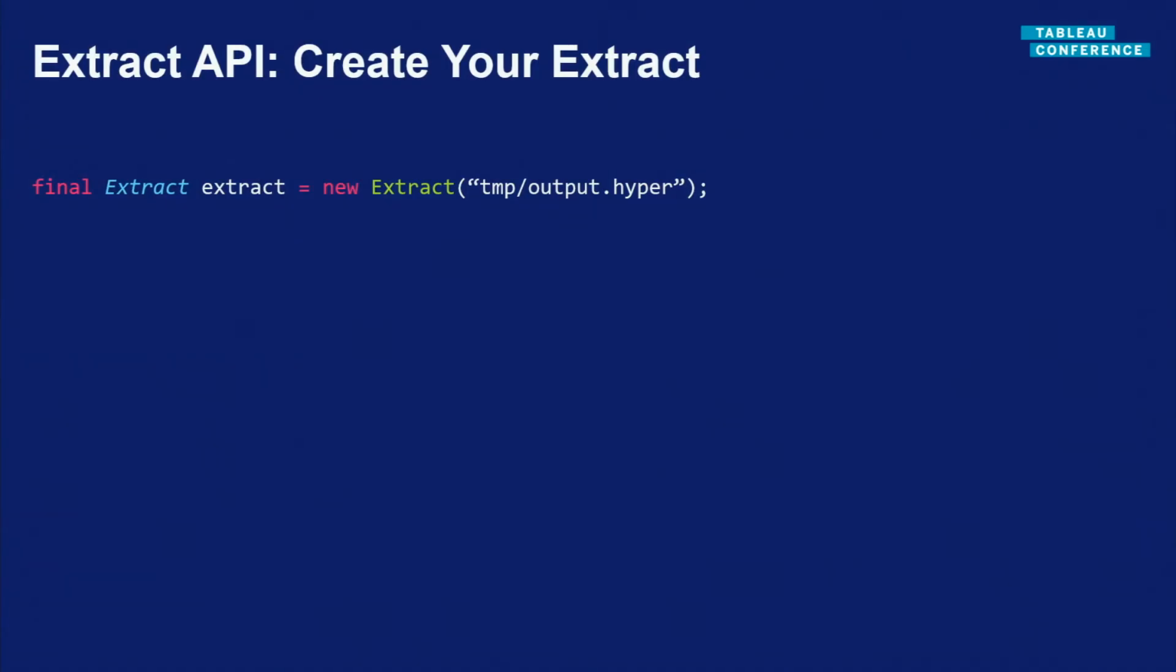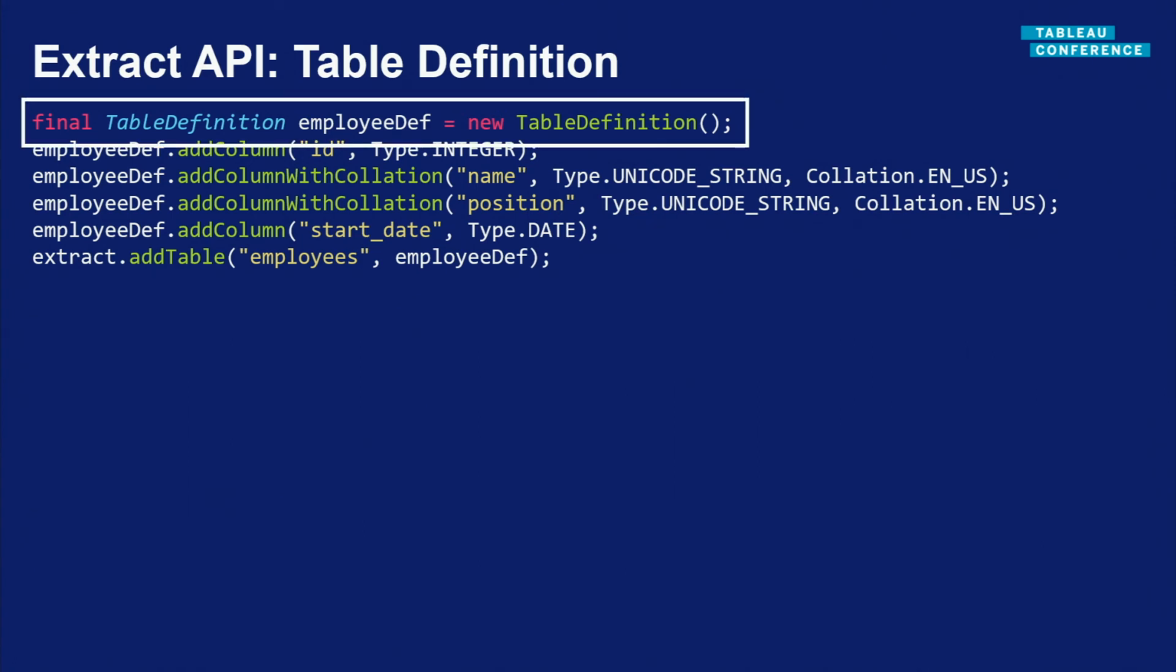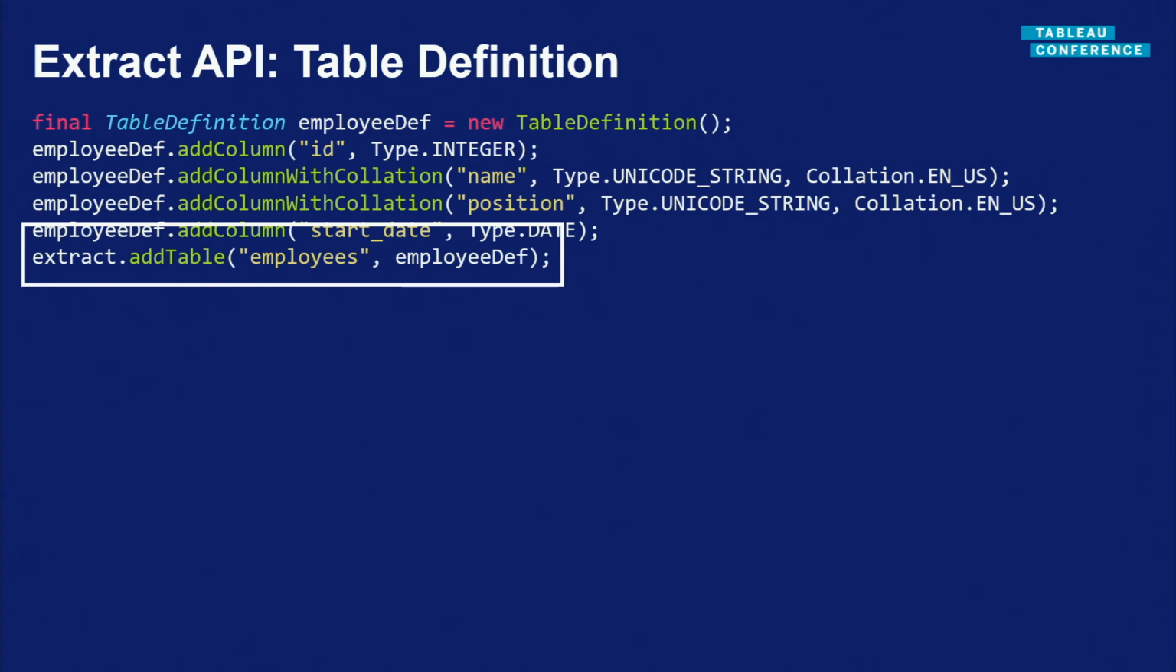This one line, and this is in Java, will create our extract. As I mentioned, it's very easy to use. As soon as you call this method, it will actually generate the file for you. And as you'll notice, I'm using the hyper extension to let the Extract API know that I'm creating a hyper extract. So now we're going to define the table that we want in our extract. I'm going to be using the TableDefinition class. And I'm going to define things like the ID column, which is an integer, the name column for the employee's name, their position, and their start date. And finally, I tell the Extract API to add the table and what its name will be.